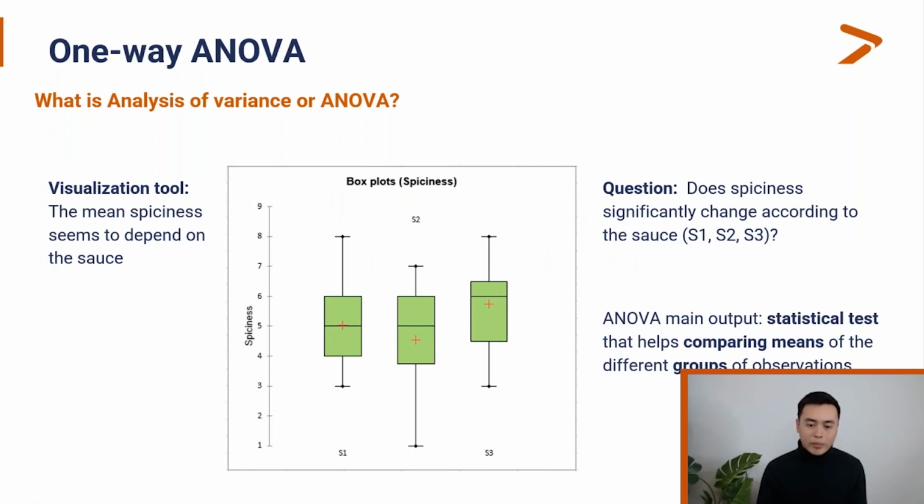So first, I recommend that we use a visualization tool such as box plots. These are my favorites. Here I've done a group box plot so that we can have an intuition on whether there is a difference of spiciness according to the sauce. So this is the question that we want to answer. Does spiciness significantly change according to the sauce, S1, S2, or S3?